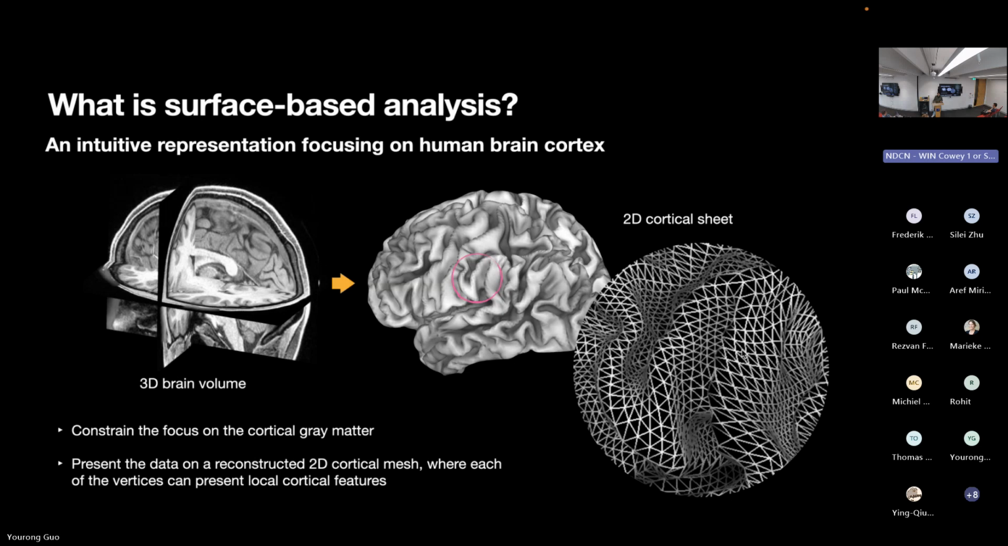Each of the vertices can represent a number of cortical features that help you to project any volumetric data, like modalities that reflect brain functions, such as resting state functional networks or task functions or paths, onto these 2D cortical sheets. Then you can do the rest of the downstream analysis on the 2D cortical sheet, on this mesh.